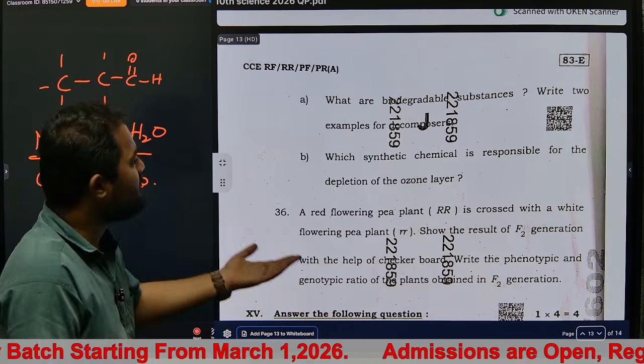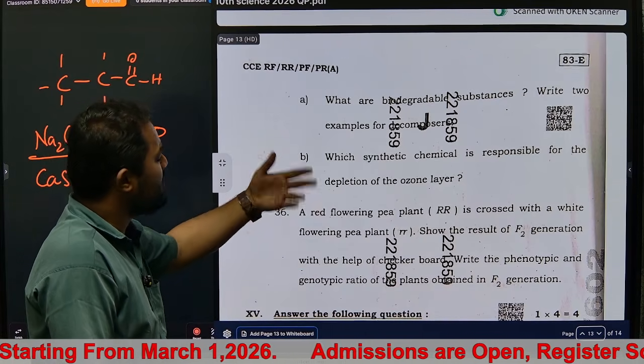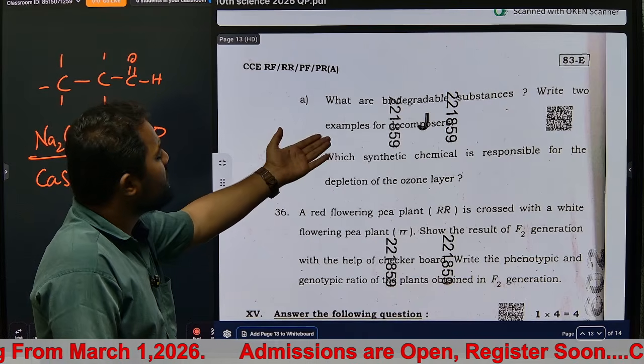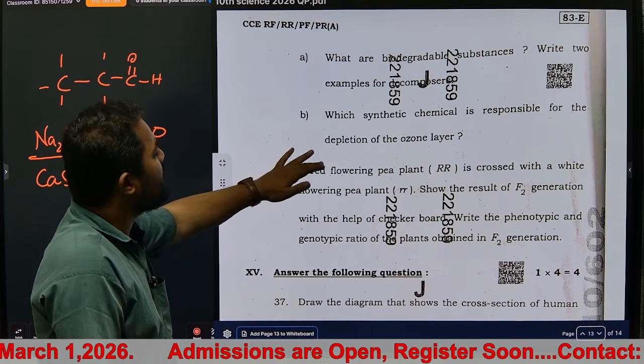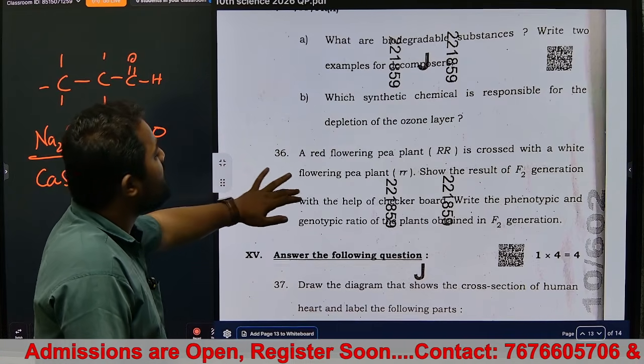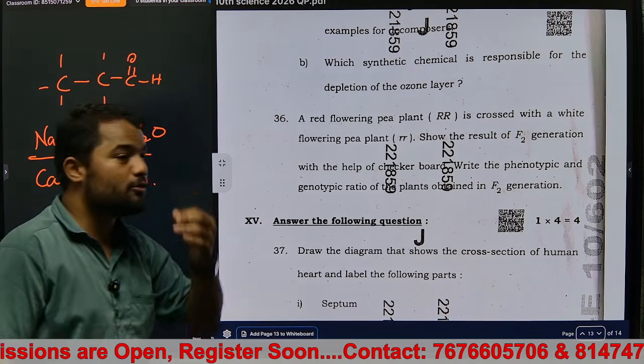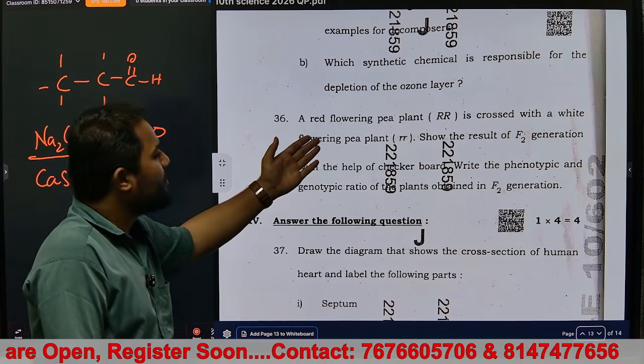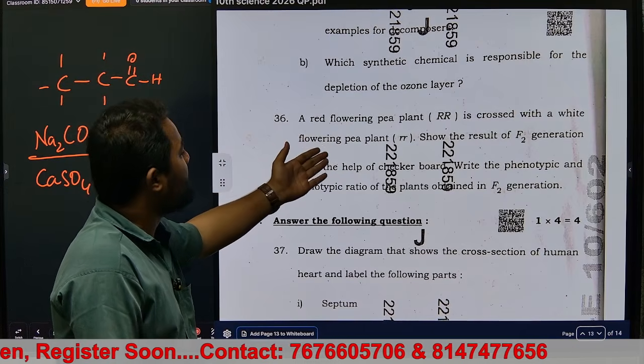I hope you have written that. That is the easiest question: substances which are decomposed. Examples of decomposers: fungi and bacteria. You can write. Which synthetic chemical is responsible for the depletion of the ozone layer? That is chlorofluorocarbon. A red flowering pea plant is crossed with a white flowering pea plant.